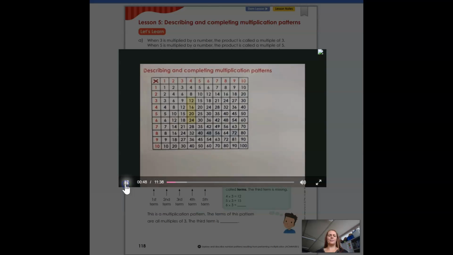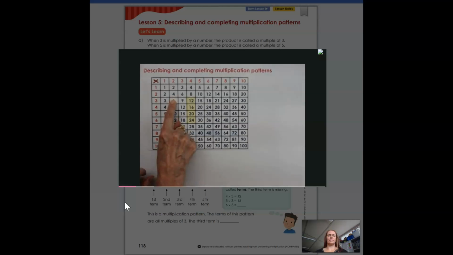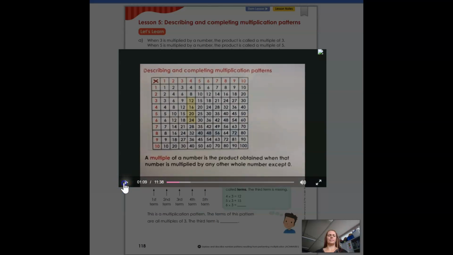Let's press play. Is 10 a multiple of 2? Let's check the chart. We have 2. And is 10 a number that when multiplied by another number we get the product? Yes, it is. So 10 is a multiple of 2.